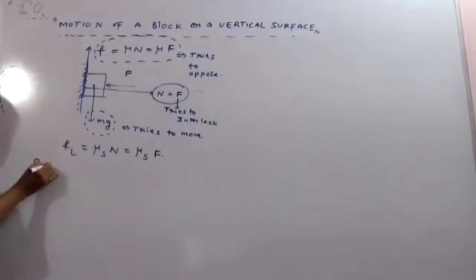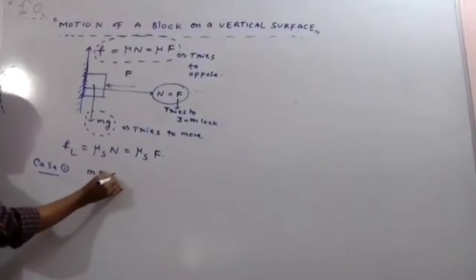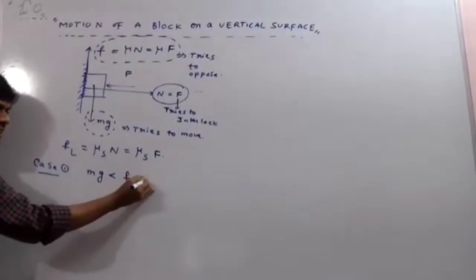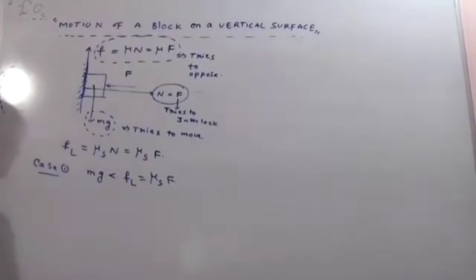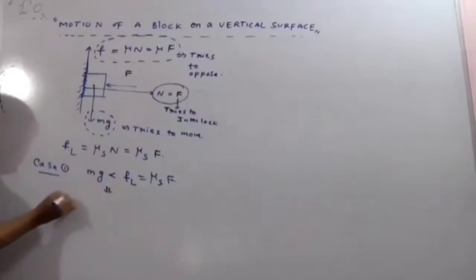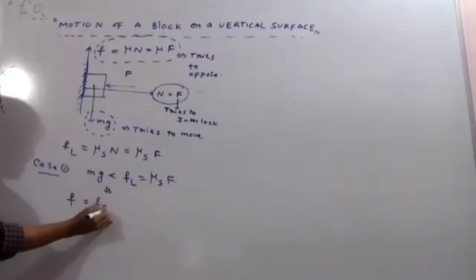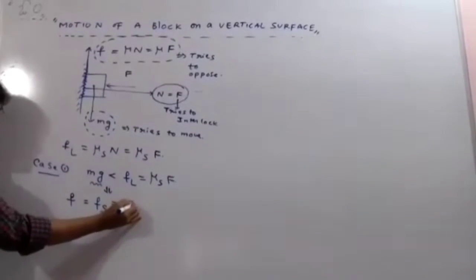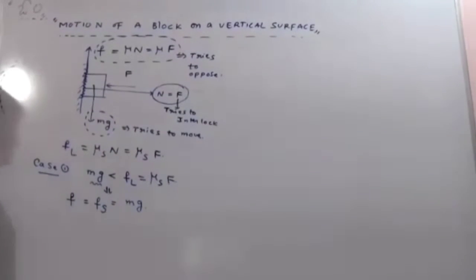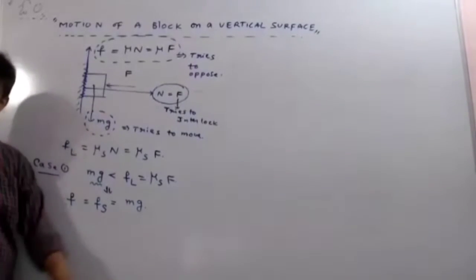Case 1. What is case 1? If Mg is less than Fl, which is equal to mu s N. What is the friction here? Friction is nothing but static friction, which tries to move Mg. So what is the frictional force? Mg is the frictional force.